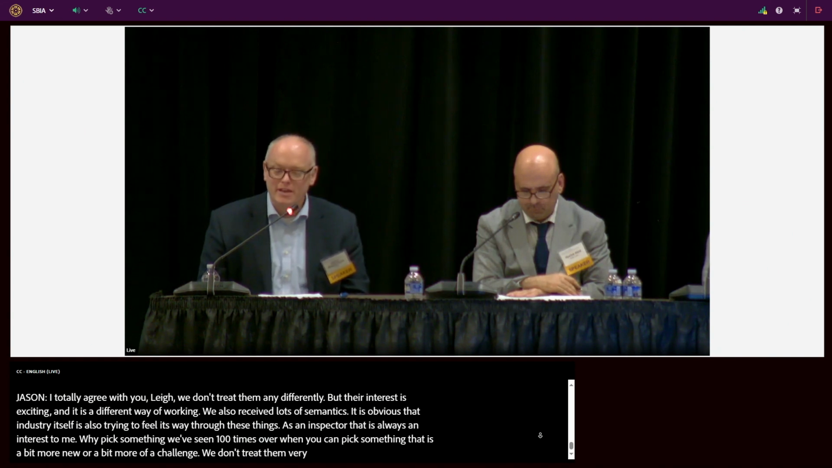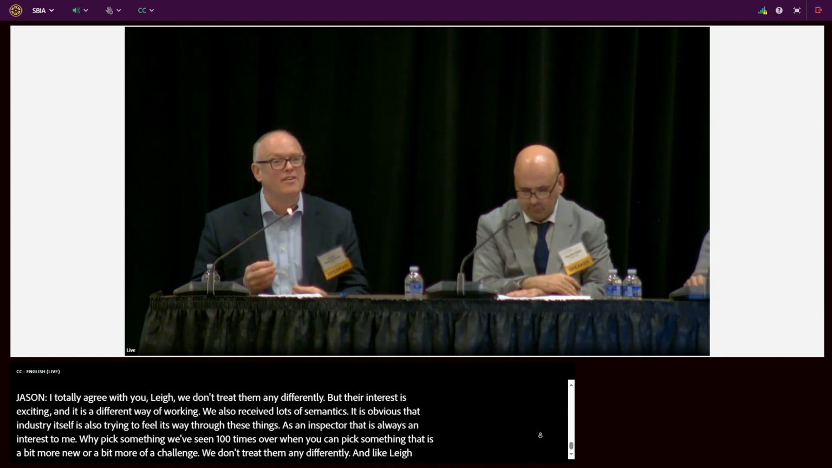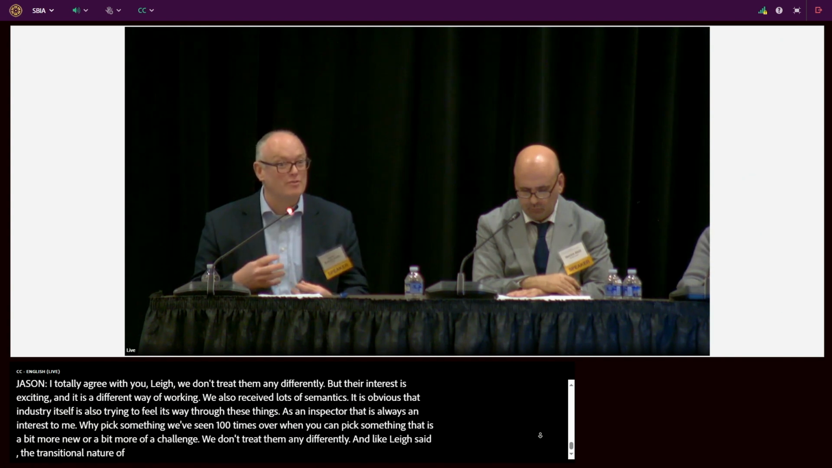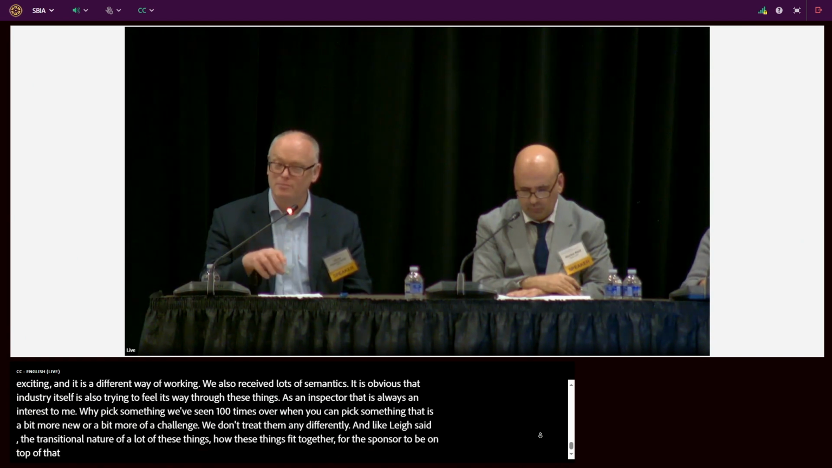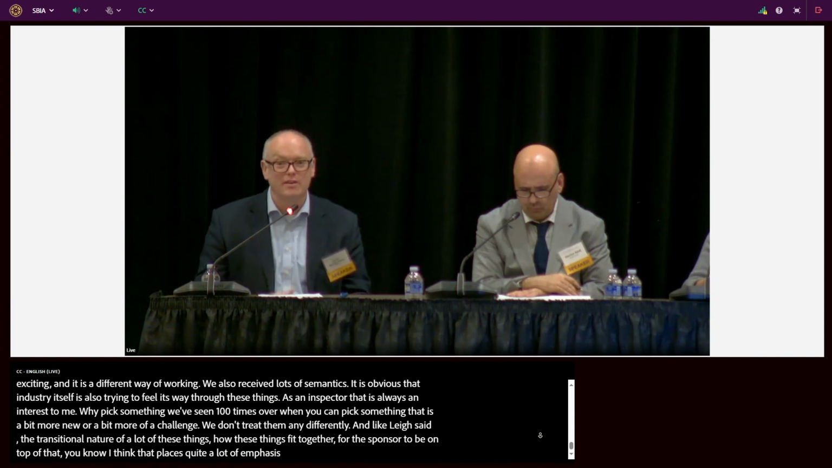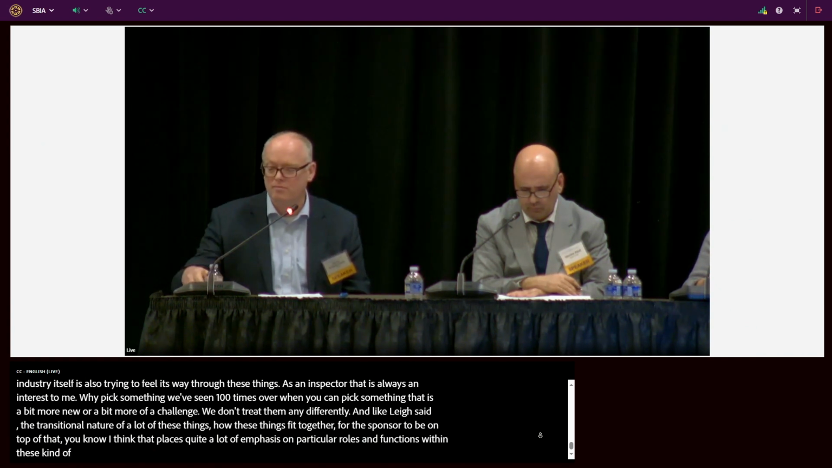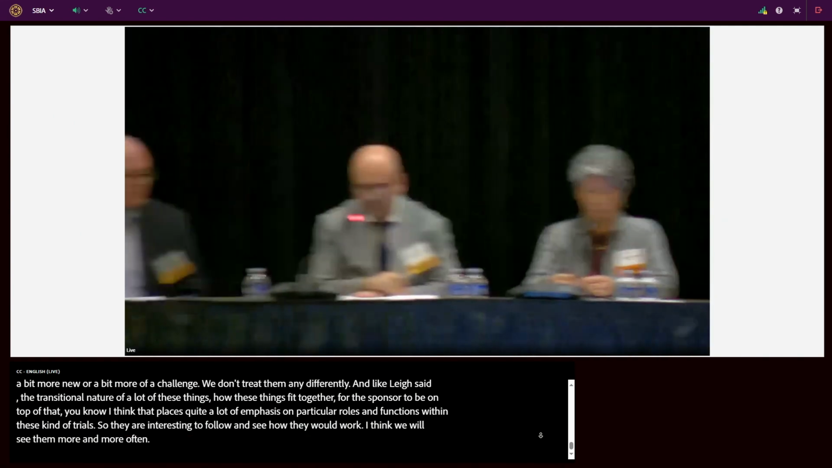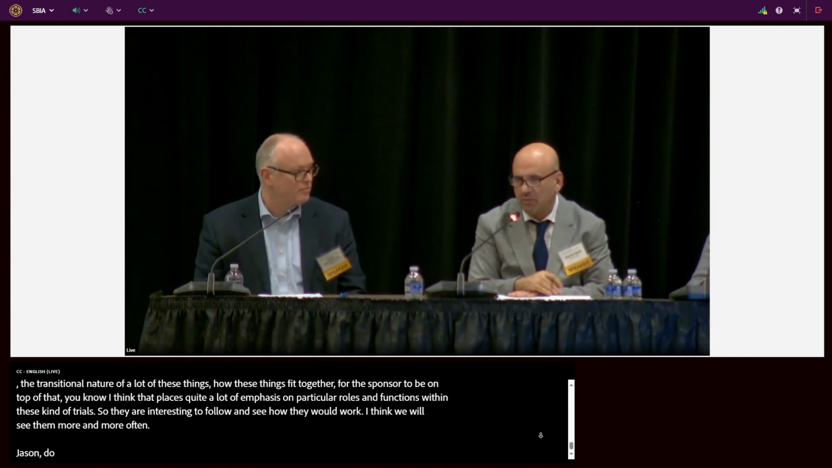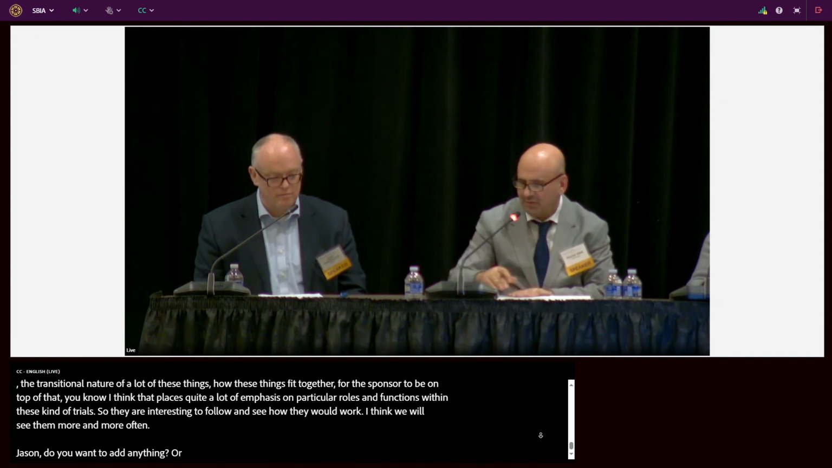I'd just like to echo Lee a little bit there. The key bit really is to explain the operational and translational nature of a lot of these things, how things fit together, and for the sponsor to be on top of that, and also the investigator to be on top of that. And I think that places quite a lot of emphasis on particular roles and functions within these kinds of trials. So they're interesting to follow and see how they work, but I think we'll see more and more of them. Yassine, did you want to add anything? Nothing to add, just that, as in Canada, the same regulatory requirements apply to a decentralized clinical trial or not. And yes, it adds a layer of complexity for inspectors.